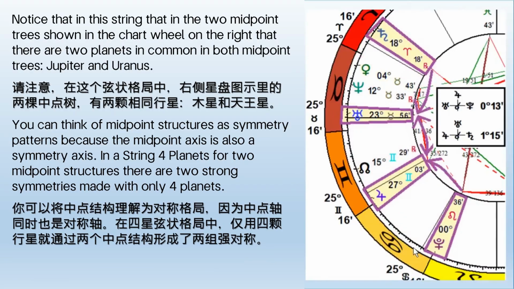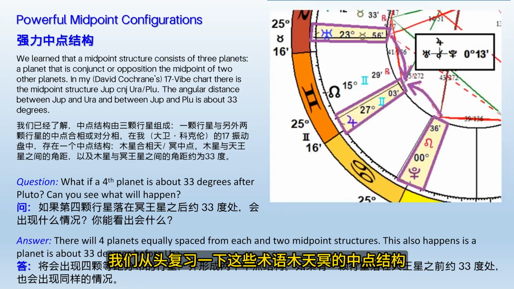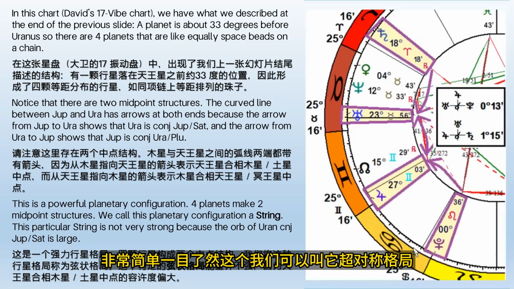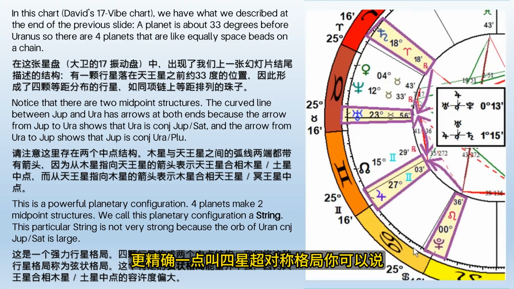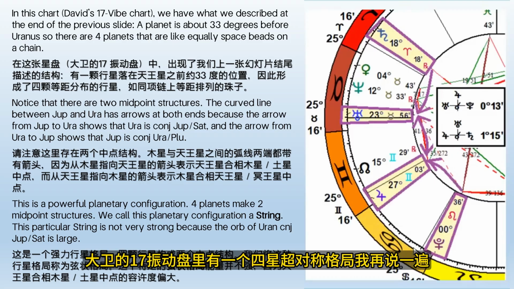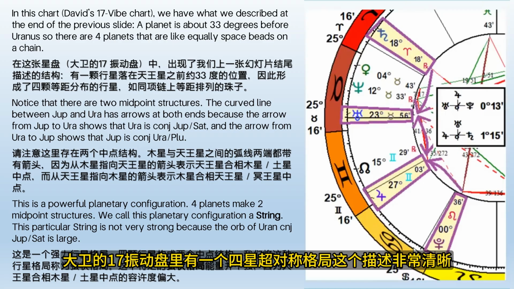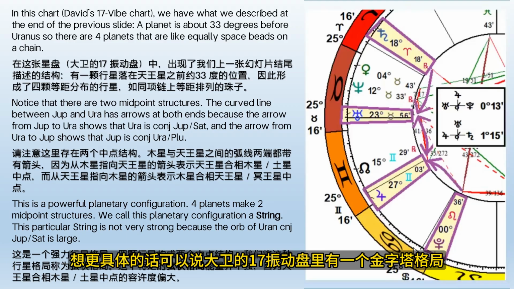Let's go all the way back. What do you call that? Jupiter, Uranus, Pluto. It's a midpoint structure. Simple. Easy peasy, as we say. And what is this? You can just call it a supersymmetry pattern. And you can call it, more specifically, a 4-planet supersymmetry pattern. So you could say that David has a 4-planet supersymmetry pattern in his 17 vibration chart. Let me say that again. David has a 4-planet supersymmetry pattern in his 17 vibration chart. That's a good way to describe it.